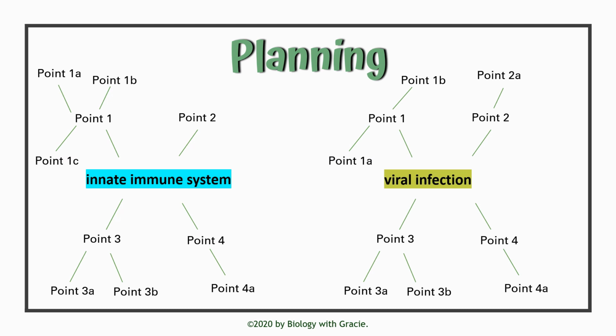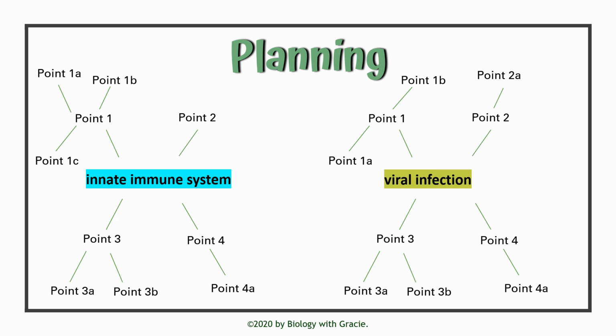Now, the way that I like to initially plan my essay questions is to do mind maps. As you can see here, I've got two mind maps. I've got one for the innate immune system and one for viral infection. So I picked out those key terms within the question and I've put them into mind maps. Then what I do is think about 3 or 4 main points to do with each. Obviously with an online exam, you can look through your notes, check your lecture content, wider reading, and really think about what you think would be most relevant and useful for your essay.